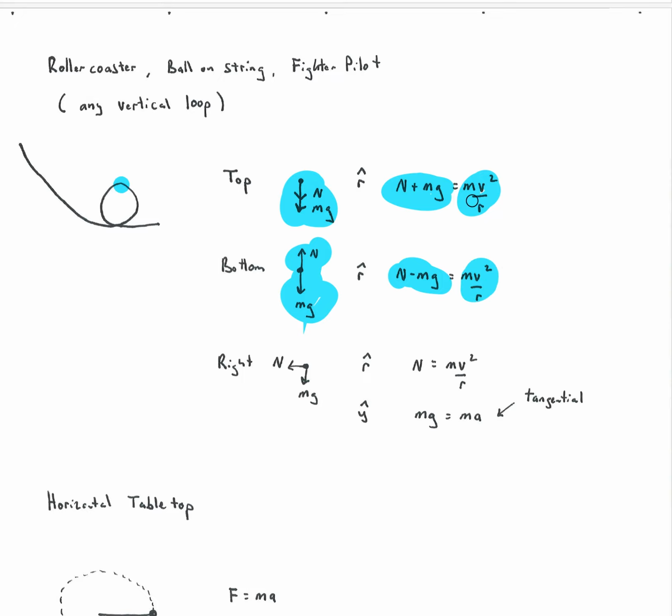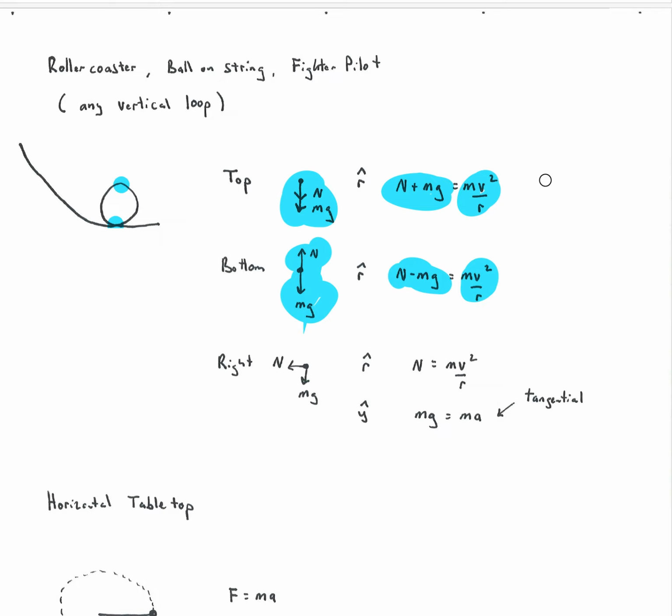Just look, if you solve for the normal force up here, it'd be mv squared over r minus mg, and here the normal force would be mv squared over r plus mg, right? We feel heavier at the bottom of the loop-de-loop because the normal force, the roller coaster, the plane, the tension in the string, all has to be bigger at the bottom because it's got to fight against gravity to make you move in a circle. Up top, it's fine.